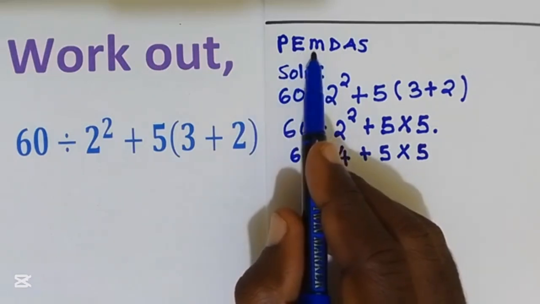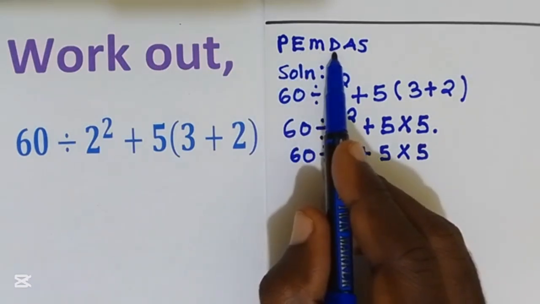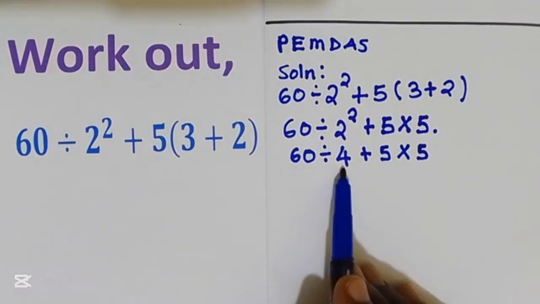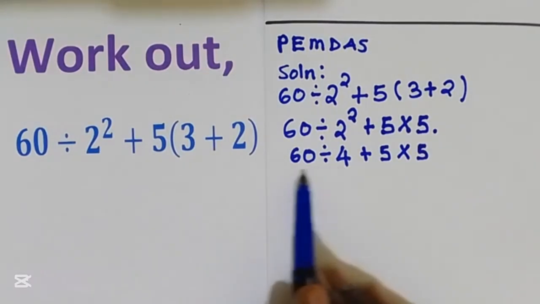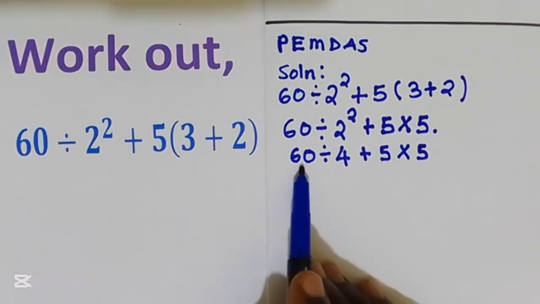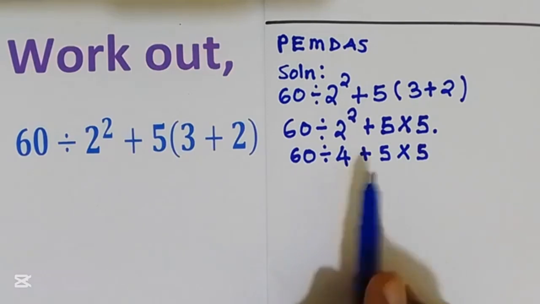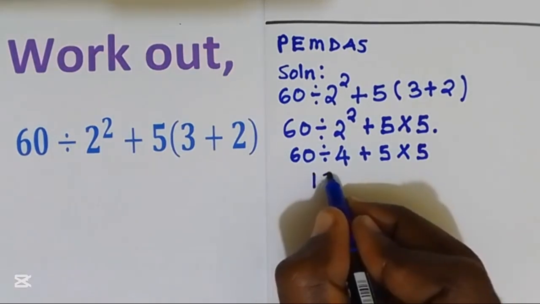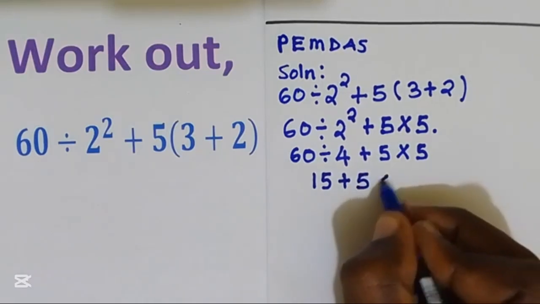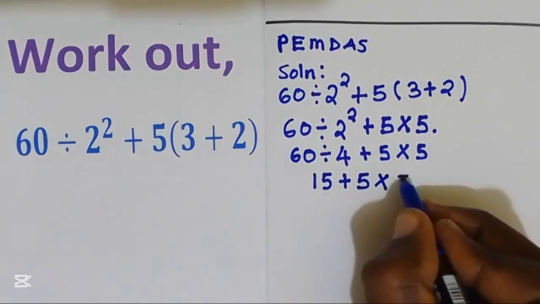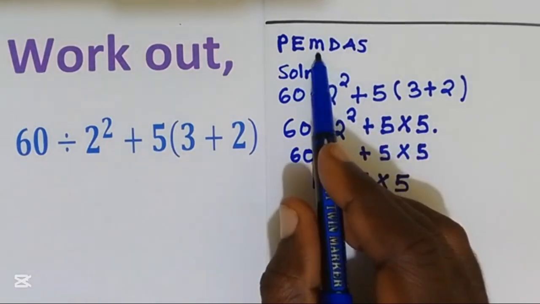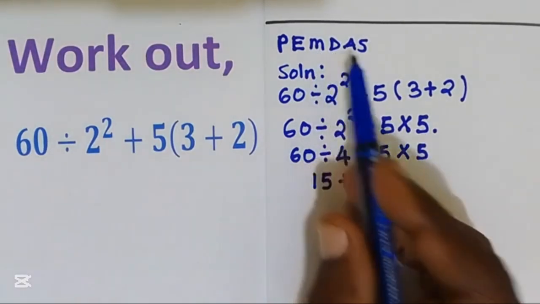Now we go to multiplication or division, and we have the division here, and since we work from left to right, we are going to start with 60 divided by 4. We get 15 plus 5 multiplied by 5. Still we are working on multiplication or division.